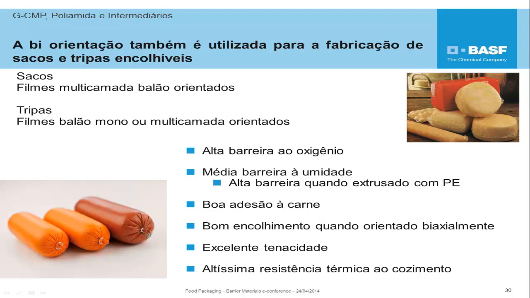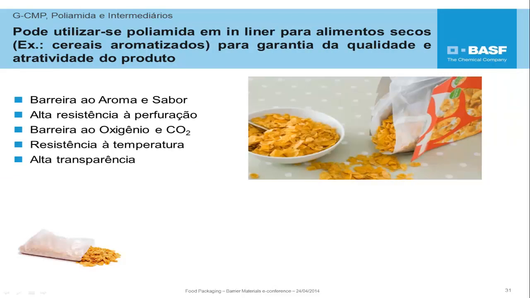Some multi-layer have an internal layer of polyethylene for a good humidity barrier, due to the hygroscopicity of the polyamide. Slide 31. Another interesting application for polyamides is the inner film of dry goods, or inliner application. The majority of products like sugary cereals end up not being so demanding. The higher demand is given by the barrier to humidity.